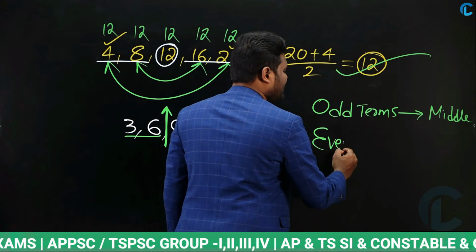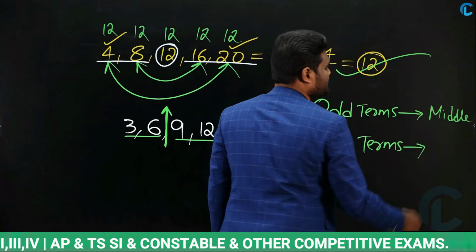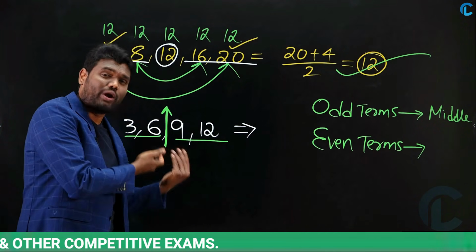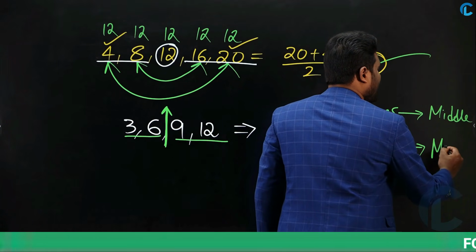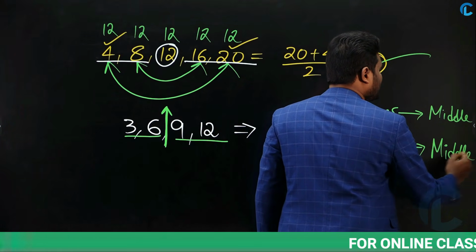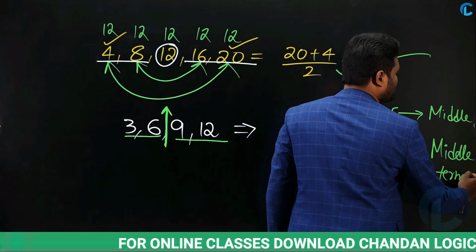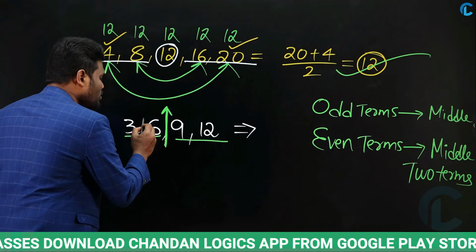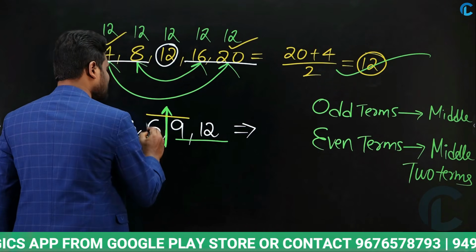But when you have even terms, meaning 6 numbers, 8 numbers, 10 numbers, 12 numbers, 4 numbers, whenever you have even terms, then the average is nothing but the average of the middle 2 terms. Now what do you mean by the average of the middle 2 terms? In this, the middle 2 numbers are nothing but 6 and 9.